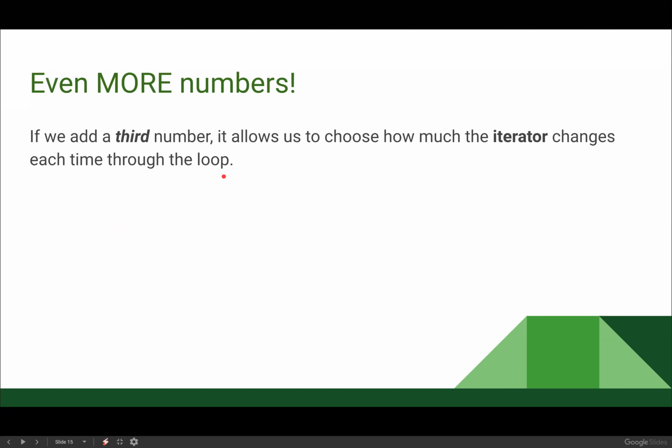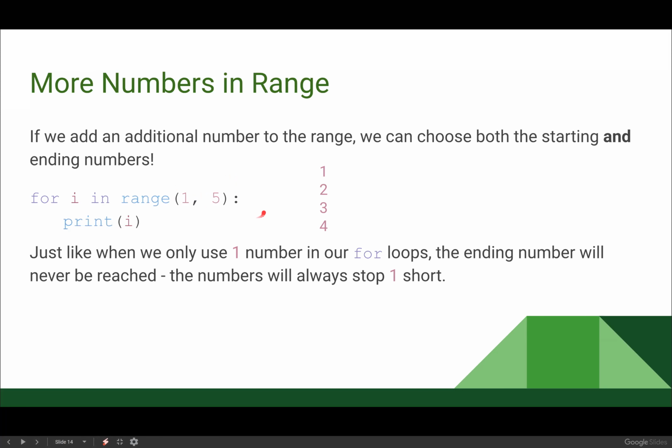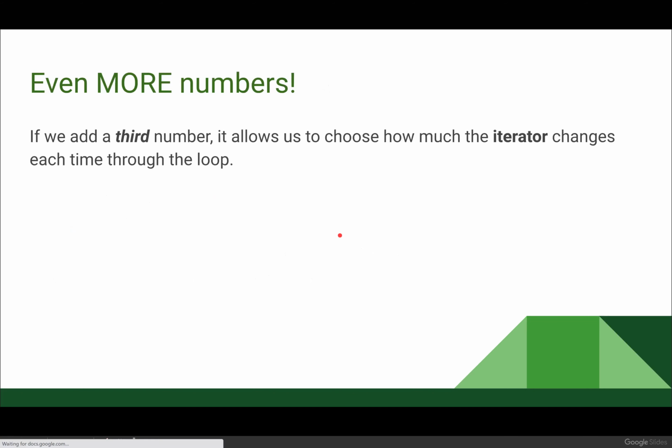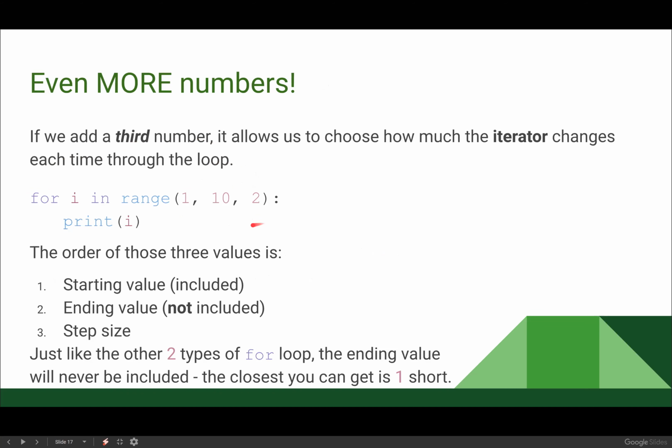If I add a third number, it lets me choose how much the iterator is going to change each time through the loop. Because with one and two numbers, the default is that it's going to increase by one each time through the loop. However, if I add a third number, let's say for i in range 1, 10, 2, I have three numbers here. So look at what they mean.